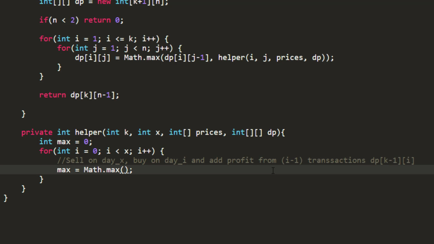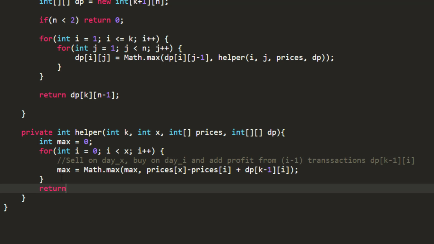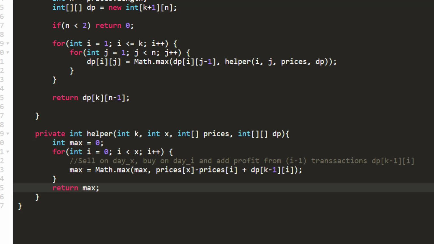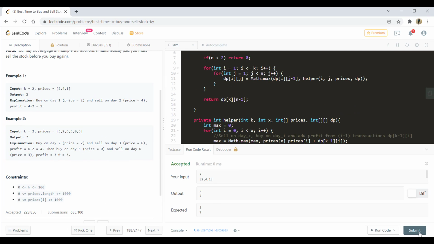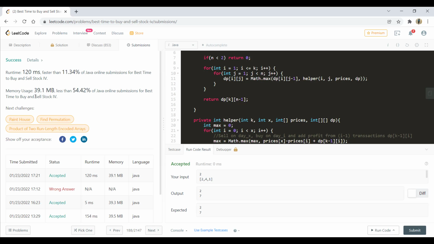So that gives us the equation that we need to write, which is prices of x minus prices of i for buying on day i and selling on day x. And the profit from the previous one would be dp of k minus 1 and i, that is k minus 1 transactions completing on the ith day. Finally return max, and let's run this, and it's giving a perfect result. Let's submit, and this got submitted.